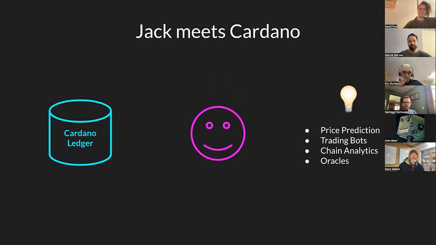The next day, Jack meets Cardano, a data source, in a sense, a cool blockchain, peer-reviewed, and also ideas start to pop out. Maybe he could build some price prediction algorithm, maybe trading bots or chain analytics, or even an oracle where the output from some algorithm is sent back to the chain.